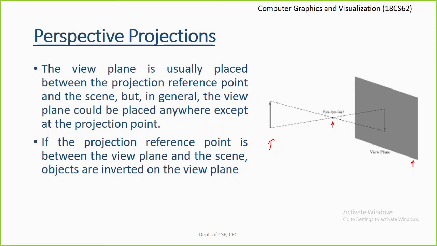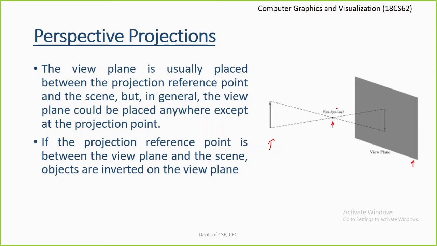So how does the pinhole camera work? This is something similar to that. If the projection reference point is placed in between a given object and the view plane, the image of the object that is projected onto the view plane will be inverted. It will be upside down. The view plane is usually placed between the projection reference point and the scene, but in general the view plane can be placed anywhere except on the projection reference point. Okay, we cannot position it on the projection reference point.